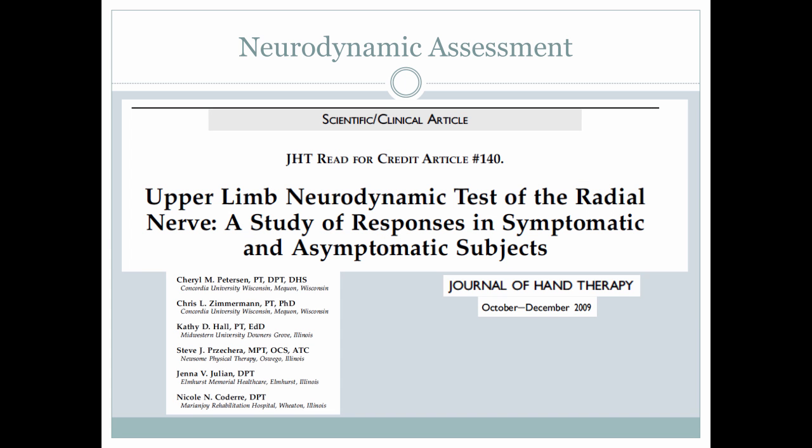We're going to look here at a study by Peterson et al. The purpose of this study was to compare responses to radial bias neurodynamic testing between symptomatic subjects with a positive neurodynamic test, symptomatic subjects with a negative neurodynamic test, and asymptomatic subjects.